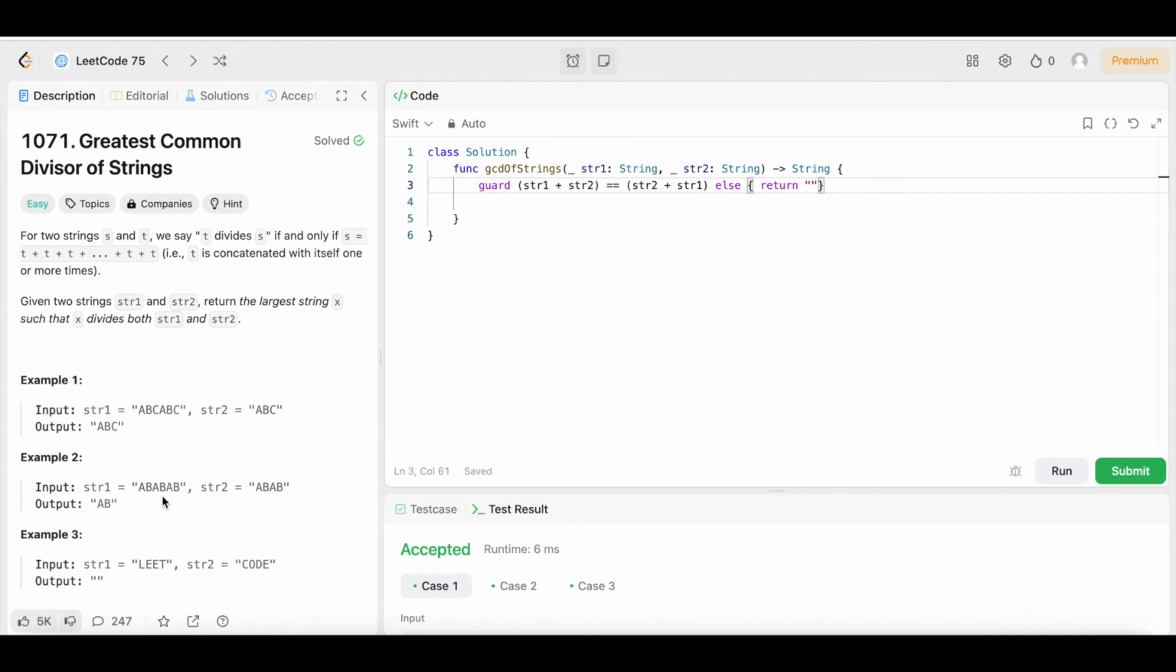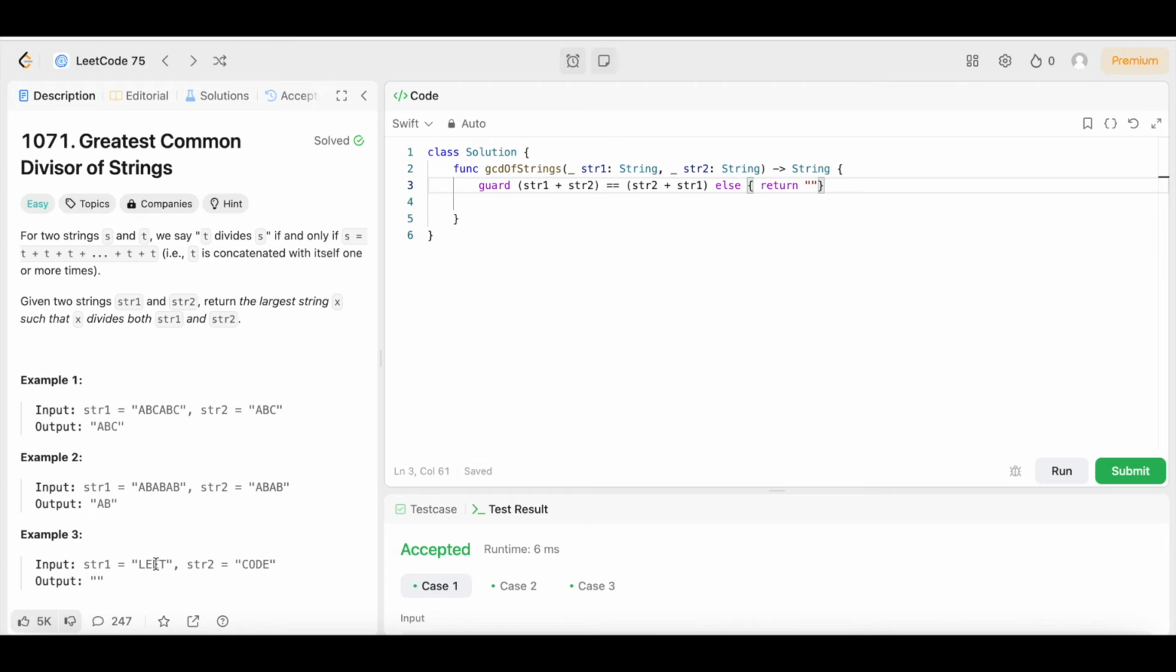Let's look at example 2. It goes ABABAB, and str2 is ABAB. If you do str1 concatenated with str2, it will be ABABABABAB. And if you do it the other way around, str2 plus str1, it'll still be ABABABABAB. So that lets us know that it can be divided into ABs, and example 1 can be divided into ABCs.